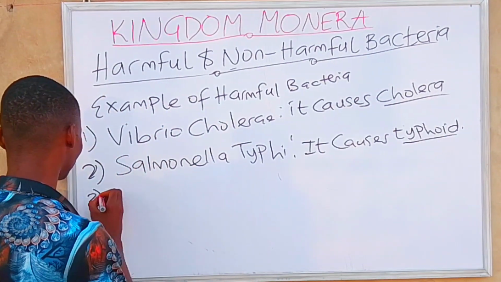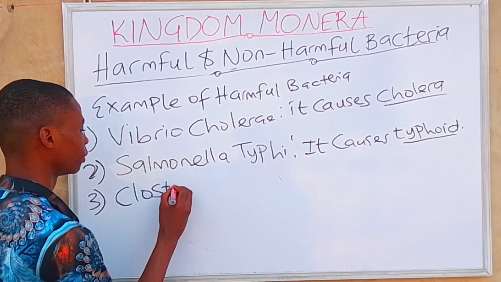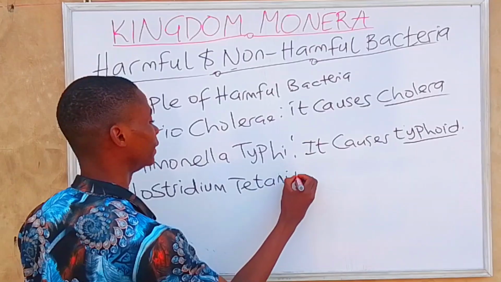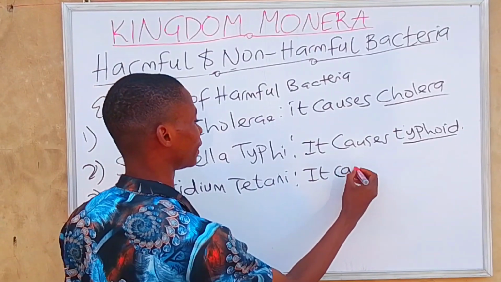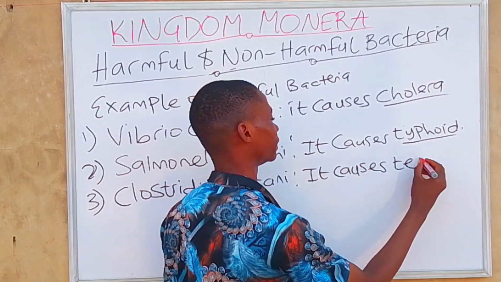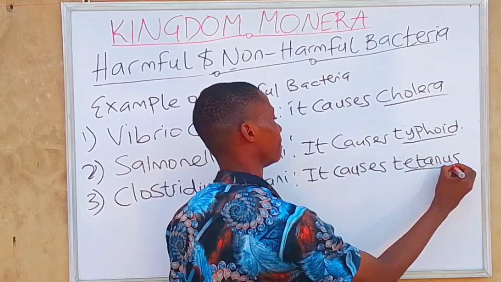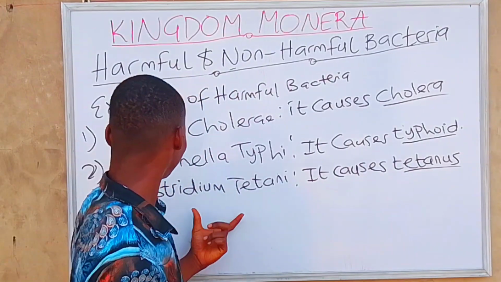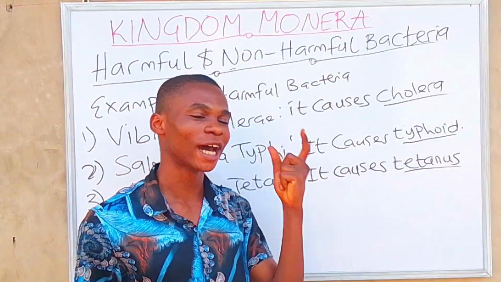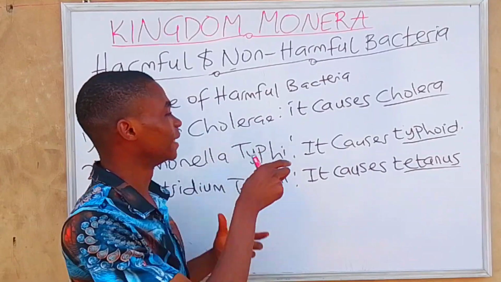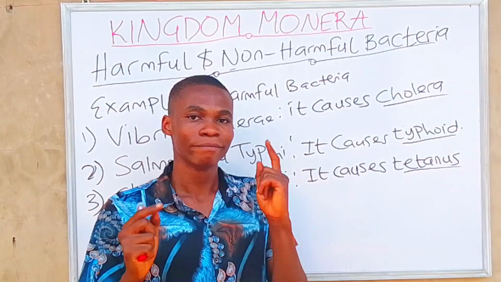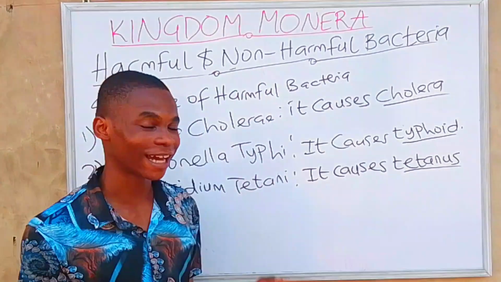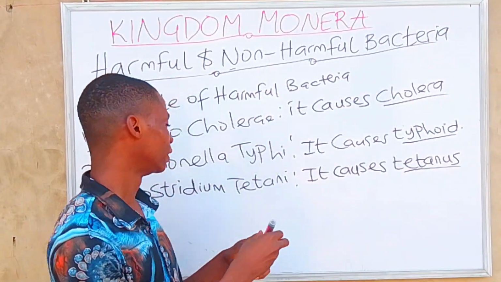The next one is Clostridium tetani, and this causes tetanus. So the causative agent of tetanus is Clostridium tetani. Make sure you know that these are the causative agents. They are the agents causing that disease. Make sure you are very attentive here. It is very important. You will definitely see this question in your exam. You cannot avoid it.